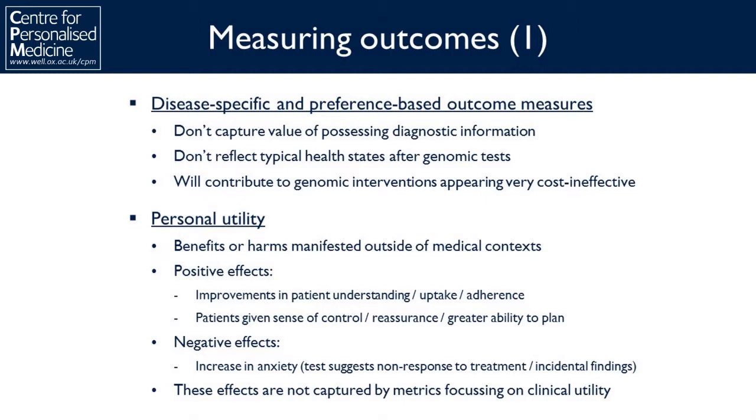So these other impacts that genomic tests can have are often captured using the umbrella term personal utility, which we've touched on in previous sessions. This is the benefits or harms that are manifested outside of medical contexts, and they're a whole bunch of different positive and negative effects. So for example, improvements in understanding, giving a sense of control to patients, and also negative effects such as increasing anxiety. So there are some potentially important impacts associated with genomic testing that we don't, as a rule, include because standard metrics miss these benefits and these positive and negative effects.